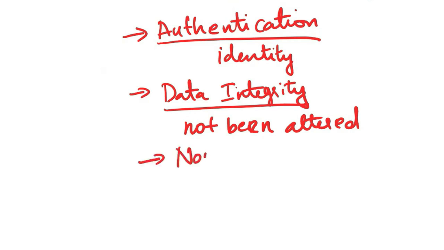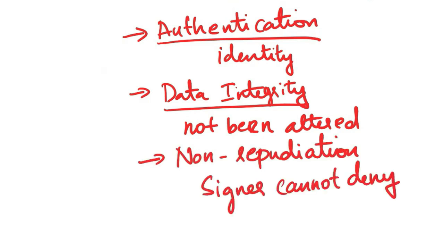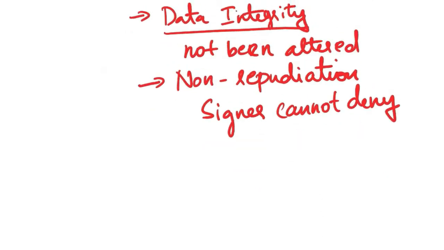Any unauthorized changes to the document invalidate the digital signature. Next is non-repudiation, that is preventing the signer from denying their involvement in signing the document. A valid digital signature provides legal evidence of the signer's intent and commitment. Next is security, that is protecting the document or message from unauthorized access, tampering, or fraud. Digital signatures use encryption techniques to secure the data.